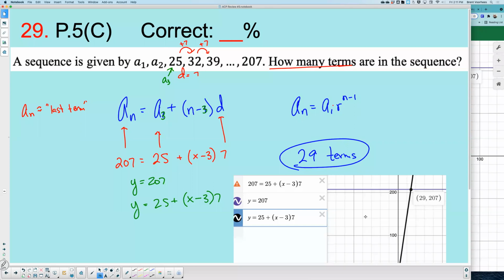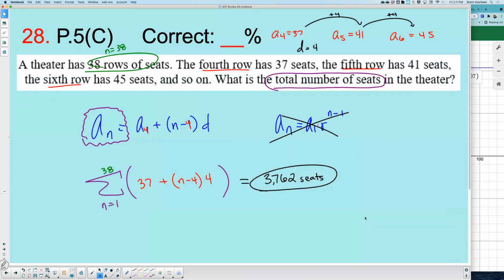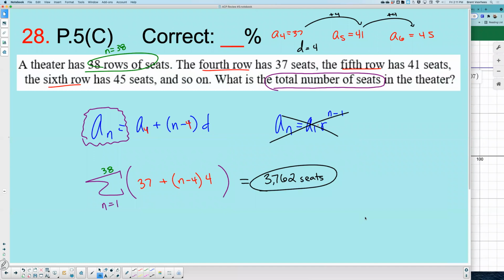And that takes us to DOL number 2. Here's an arithmetic. Oh, wait, hang on a second. I'm going to back up. Those two problems, I kind of combined in this DOL. On this first one, we went through and solved to find how many terms. On this one, we solved for a sum.